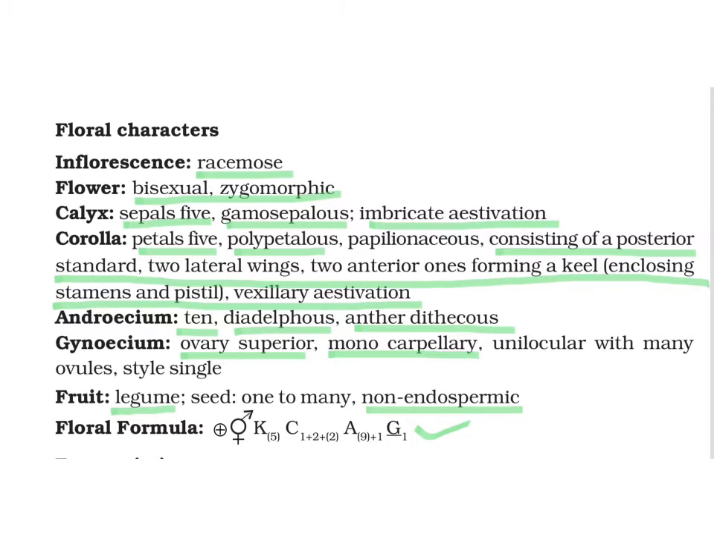Then if we see androecium, that is the male reproductive part, they are actually 10 in number, but they are found in 2 groups. That's why it is of diadelphous type. And anthers are dithecous. Then gynoecium, the ovary is superior. All these features we will be showing in the floral formula.